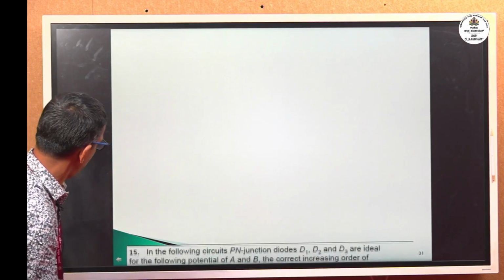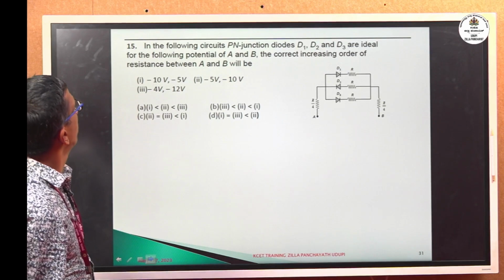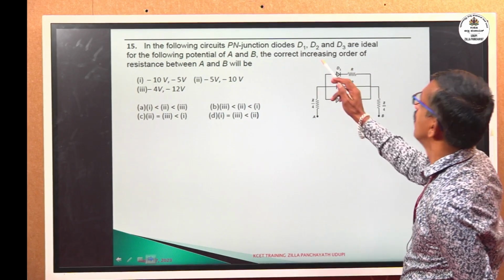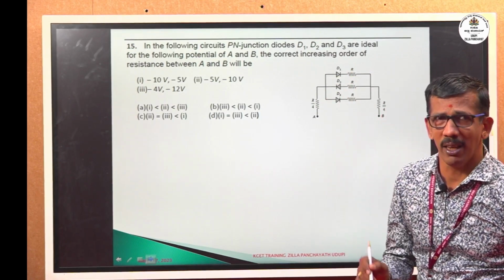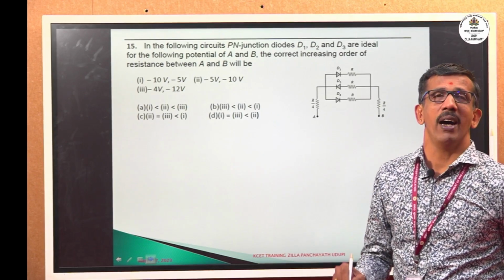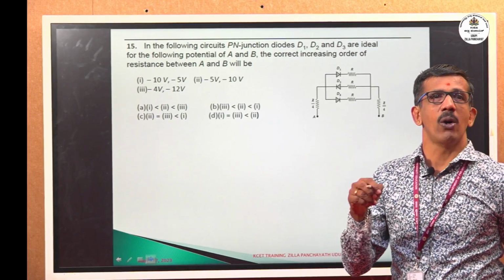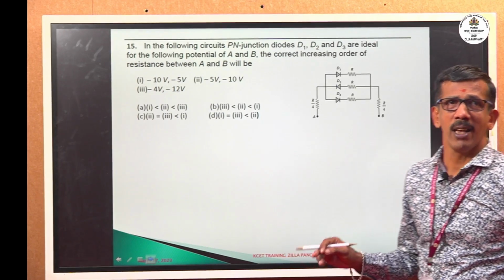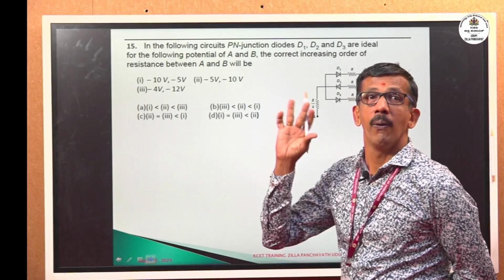Now we move on to the next question, question number 15. In the following circuit, PN junction diodes D1, D2, D3 are ideal. There are three ideal diodes. What do you mean by an ideal diode? During forward bias, the resistance offered is 0 ohm. During reverse bias, the resistance is infinity. So if the diode is in forward bias, resistance is 0, and in reverse bias, resistance is infinite. Or, during forward bias, the diode acts as a short circuit, and during reverse bias, the diode acts as an open circuit.